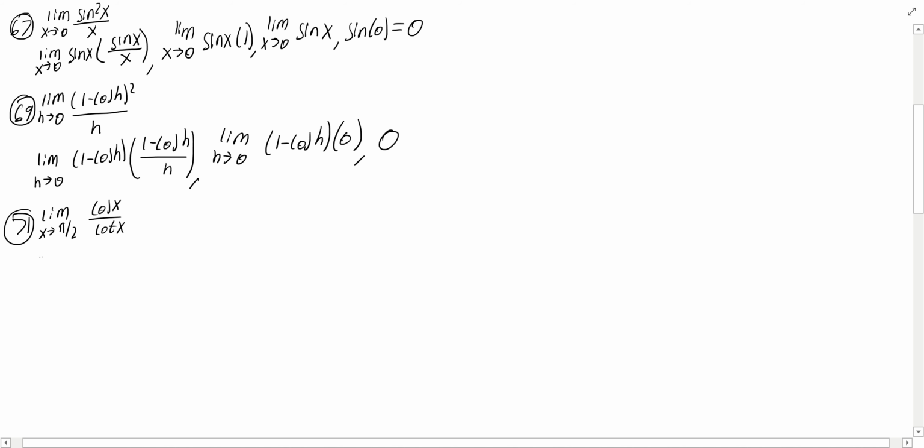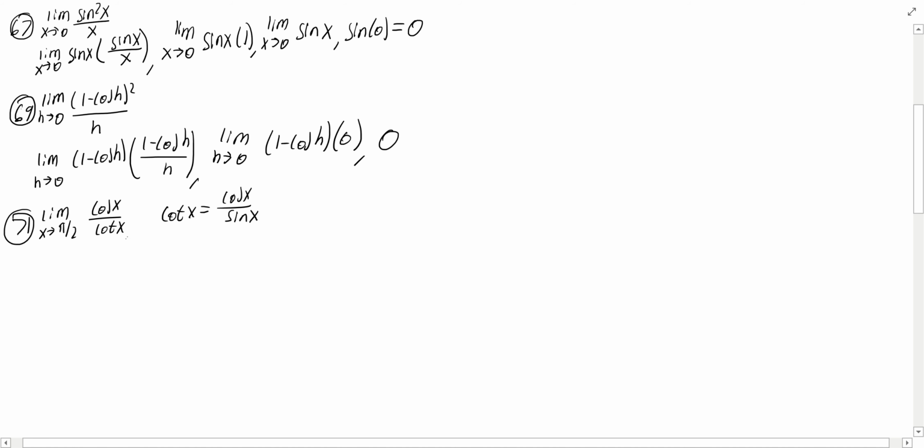And one thing we want to realize before we get into this problem is that the cotangent of x is equal to cosine of x over sine of x. And so you'll see how knowing this really basic identity is going to be important in solving this problem.